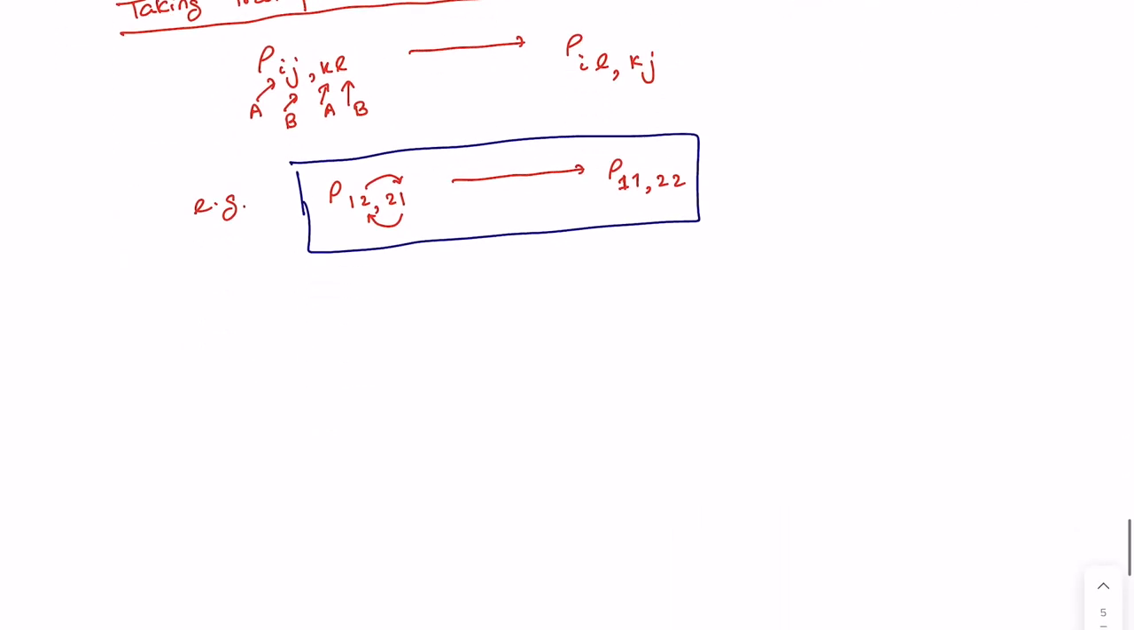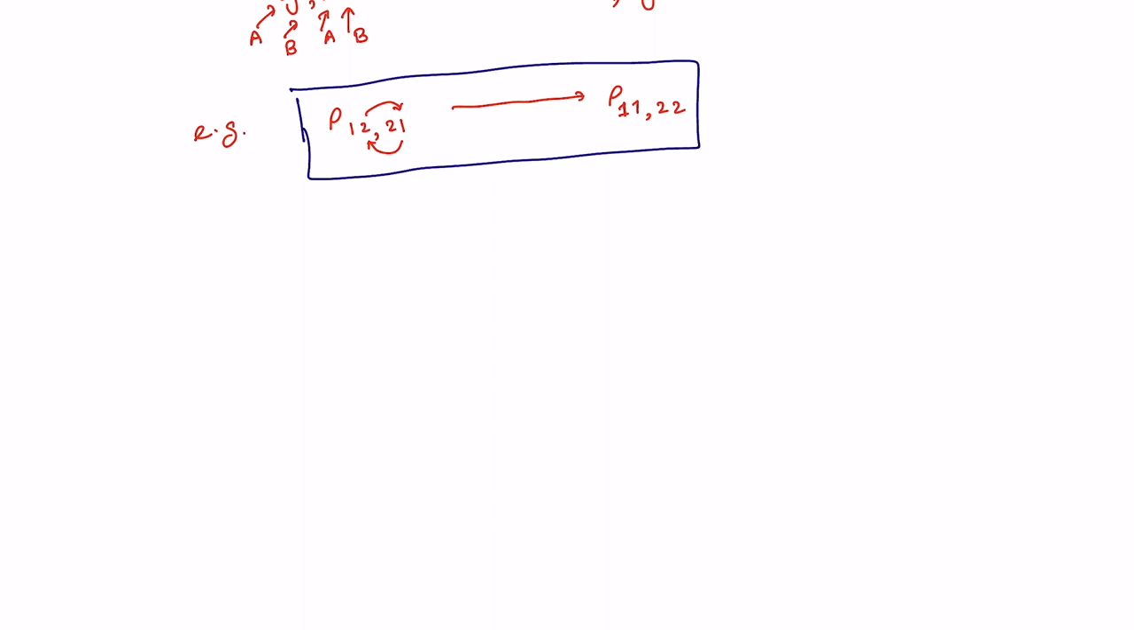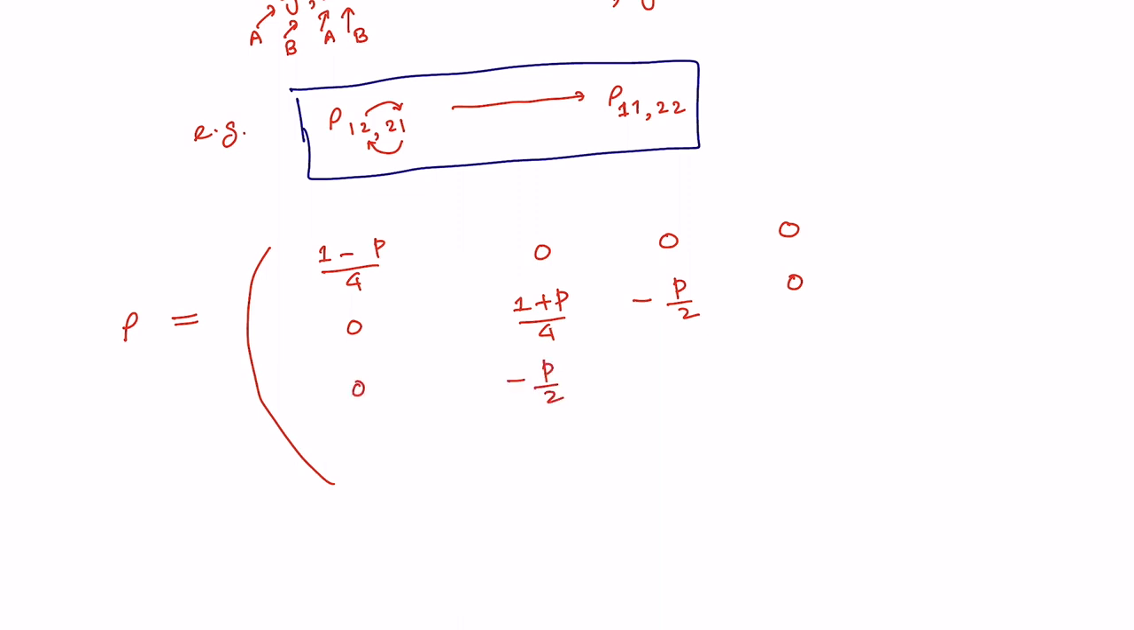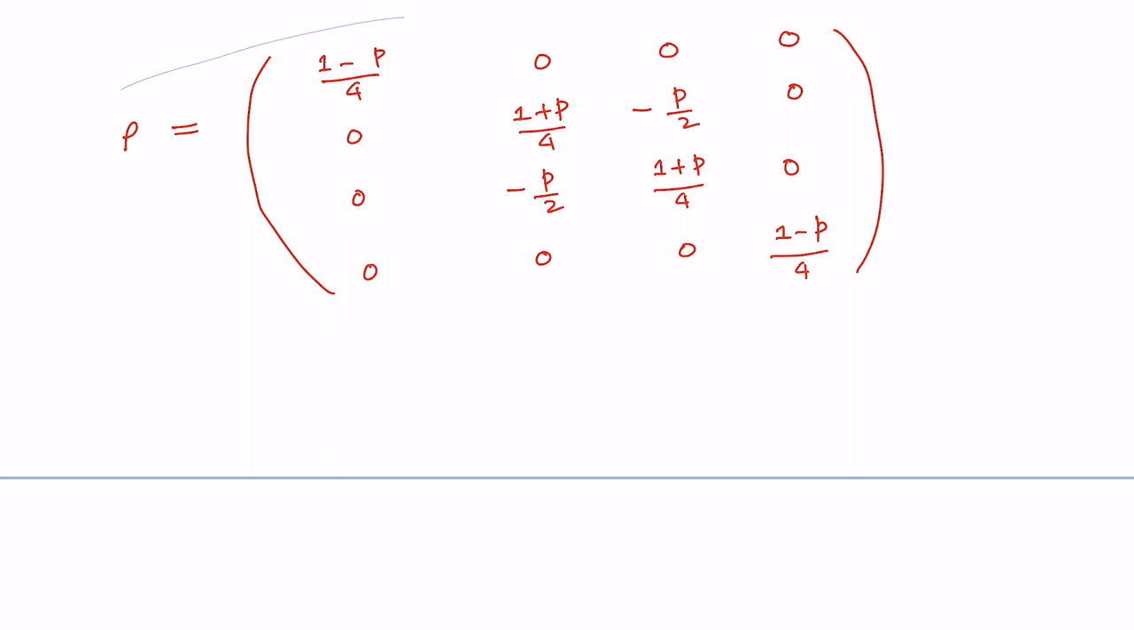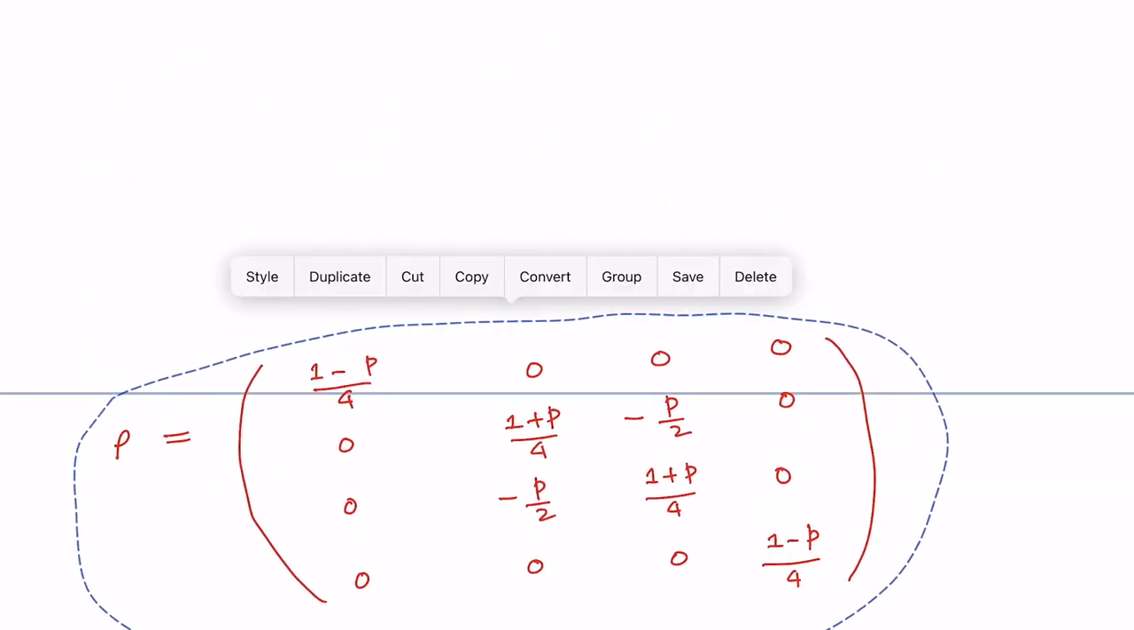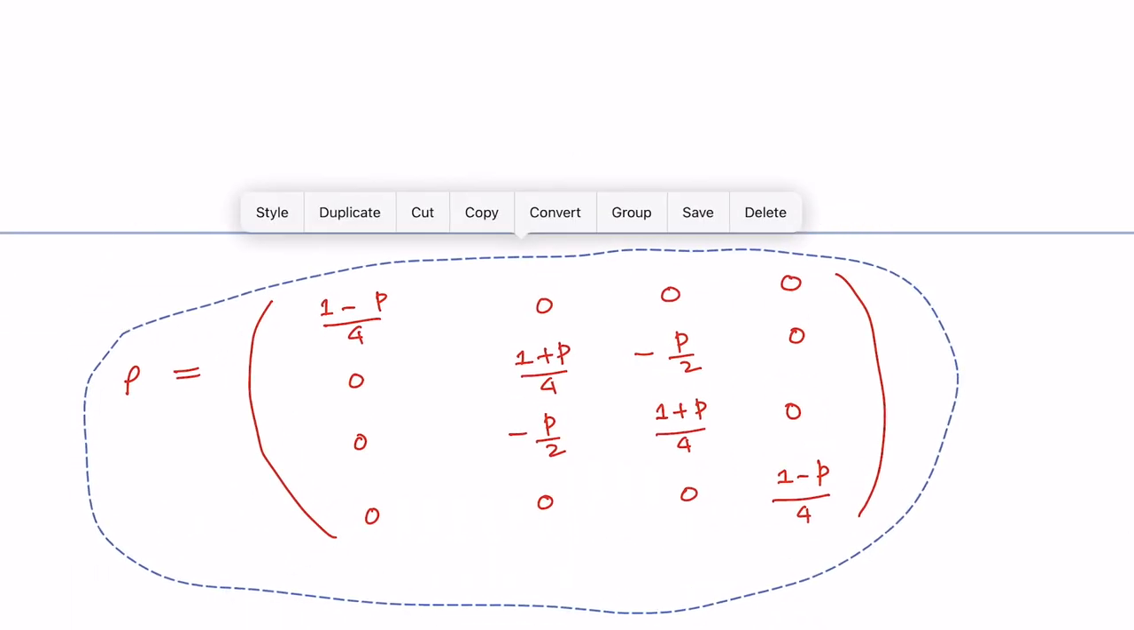Now, because I have to take the transpose over B of the given density operator, I am given the density operator. Let me write it once again here. This is what we have worked out: 1 minus p by 4, 0, 0, 0, and then 0, 1 plus p by 4, minus p by 2, 0, 0, minus p by 2, 1 plus p by 4, 0, 0, 0, 0, 1 minus p by 4. Let me take it to the other page.